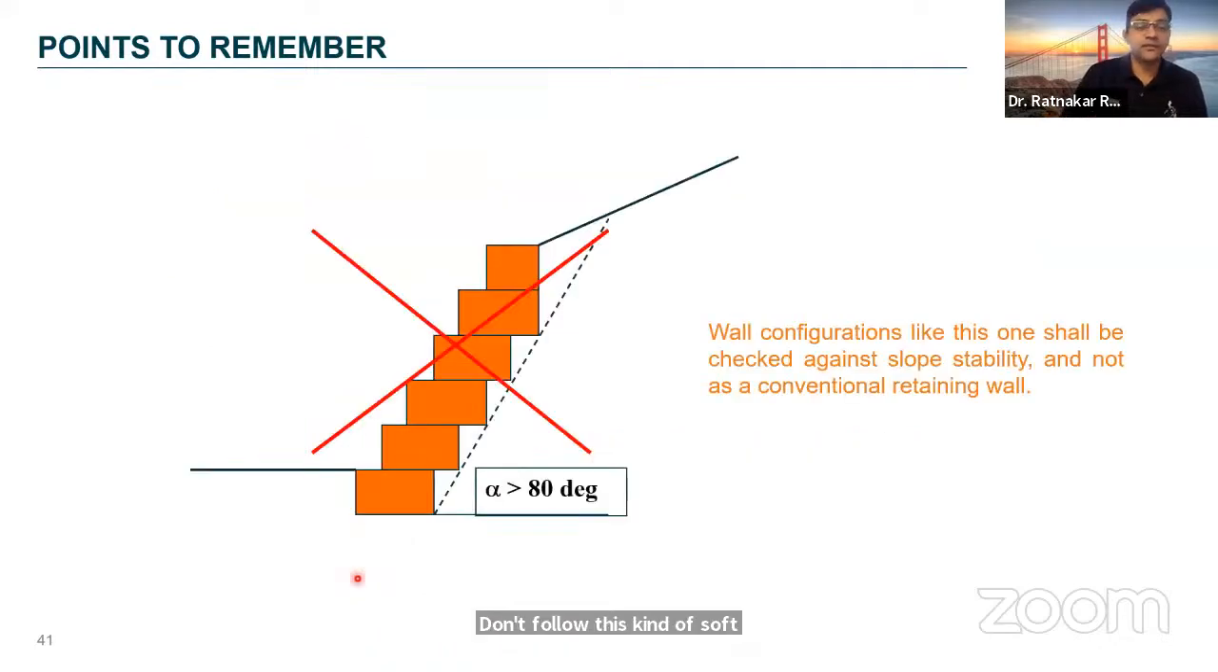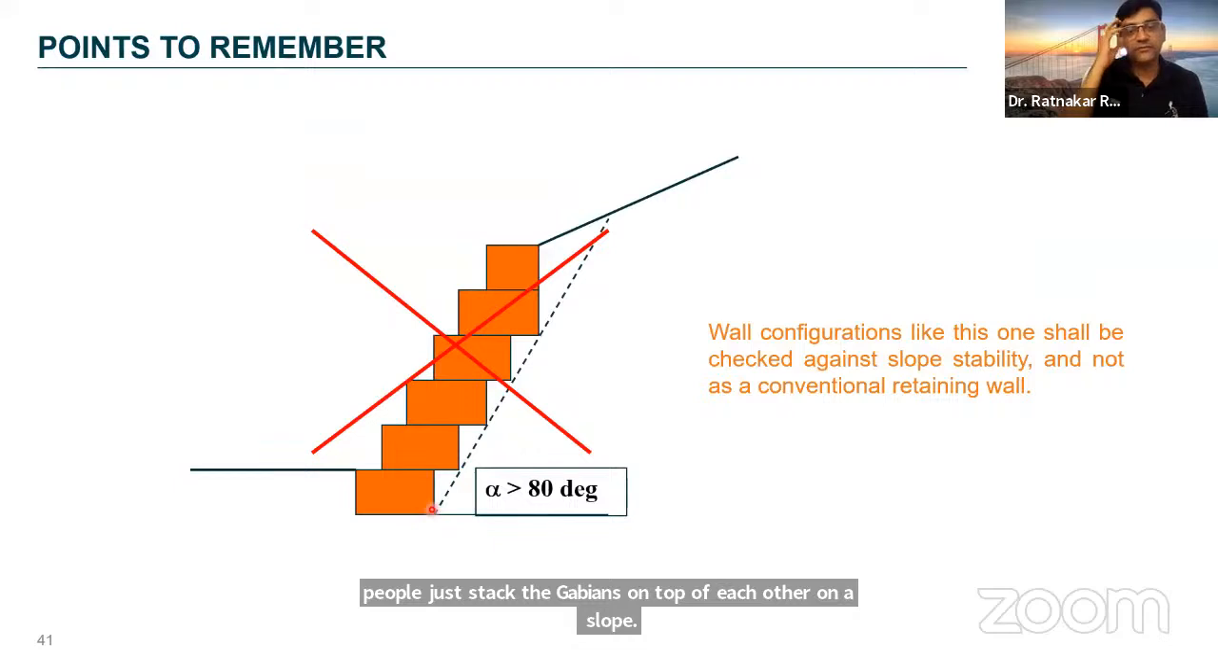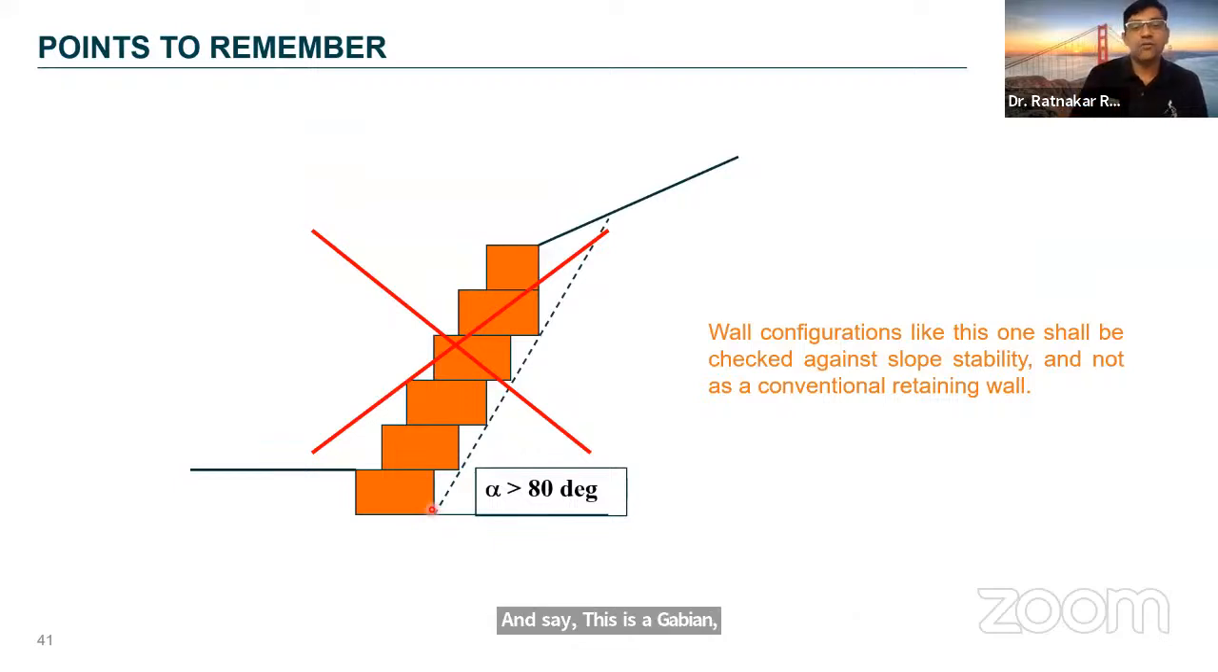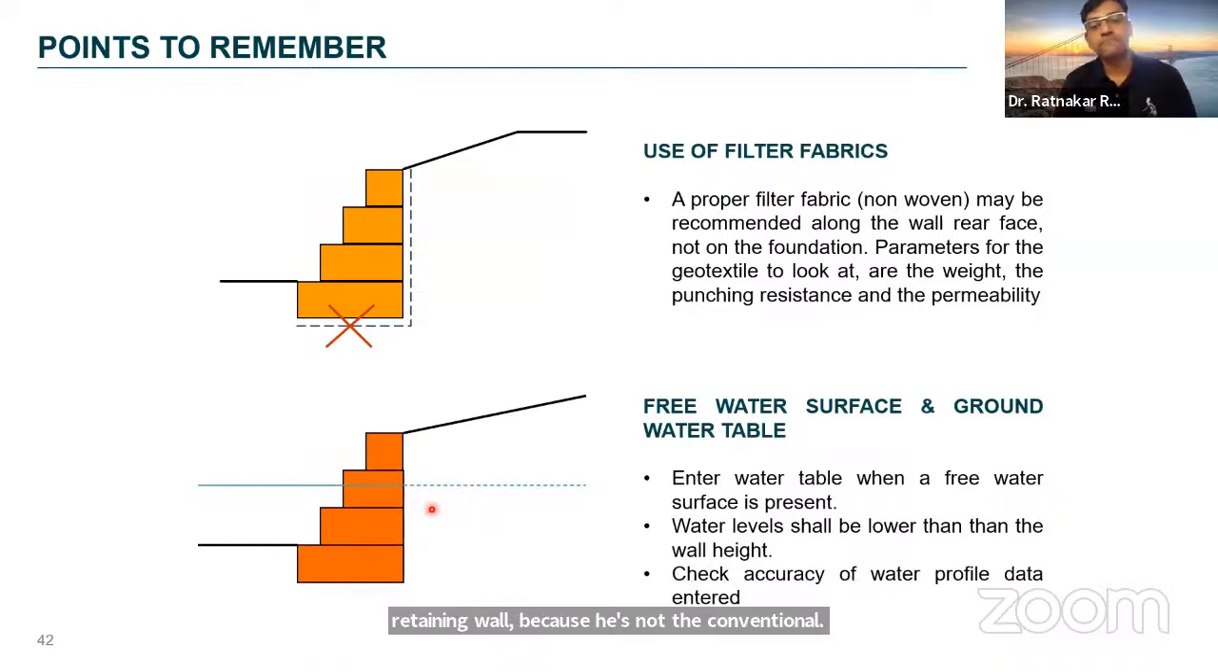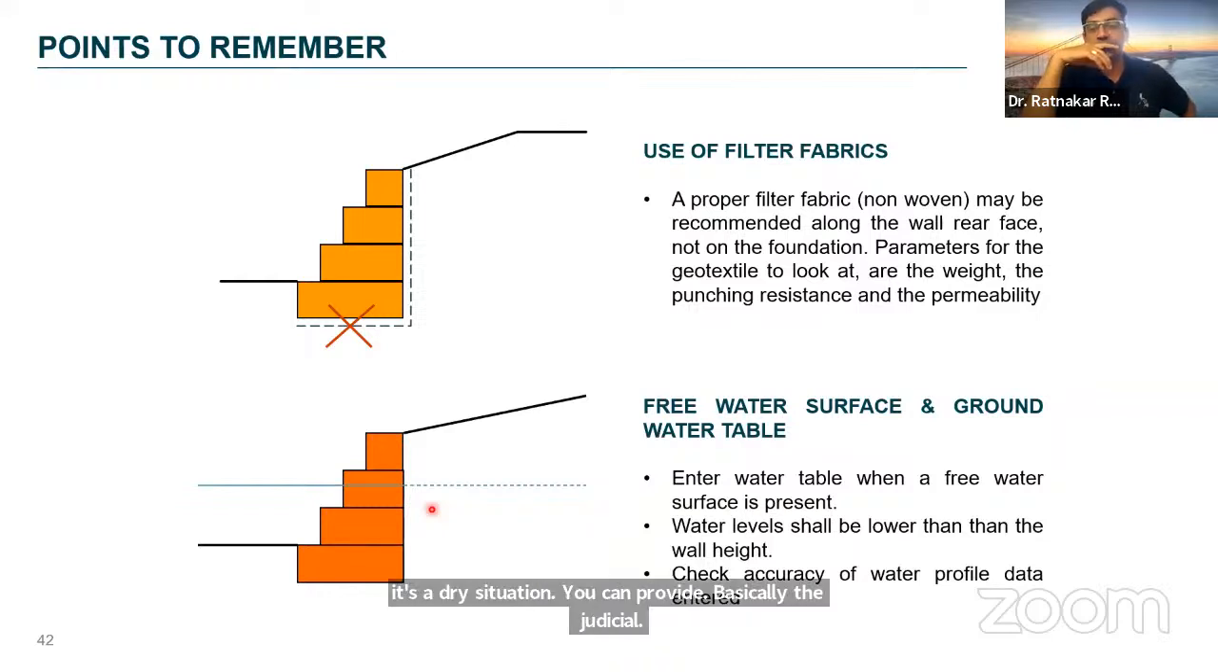Or sometimes people just stack the Gabions on top of each other on a slope and say this is a Gabion wall, but this is not the Gabion wall. The wall configuration like this one shall be checked against slope stability and not as a conventional retaining wall, because this is not a conventional retaining wall. Secondly, when you use the geotextile, in a dry situation, you can provide the geotextile at the back of the wall. Avoid placing the geotextile at the base of the wall.